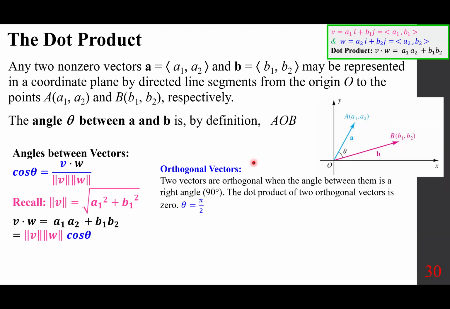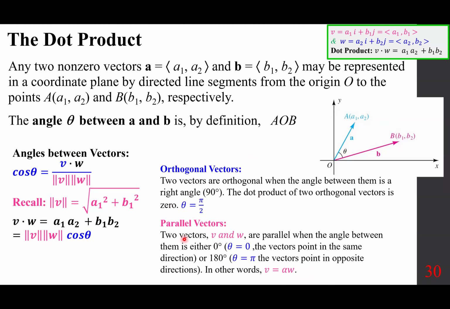Orthogonal vectors. In essence, think of lines perpendicular, with vectors we call them orthogonal. Two vectors are orthogonal when the angle between them is a right angle, 90 degrees. The dot product of two orthogonal vectors is 0, theta equals pi over 2, because this times cosine of pi over 2, cosine of 90 degrees, is 0.